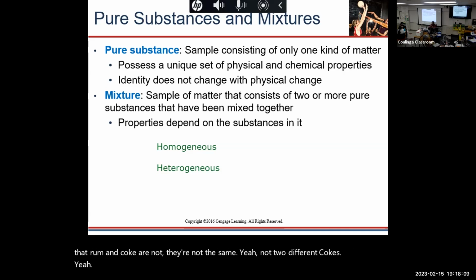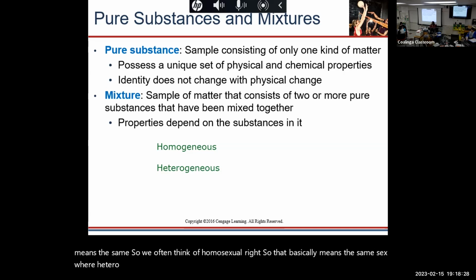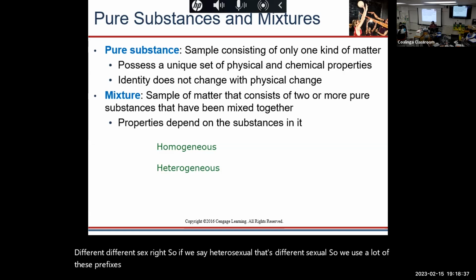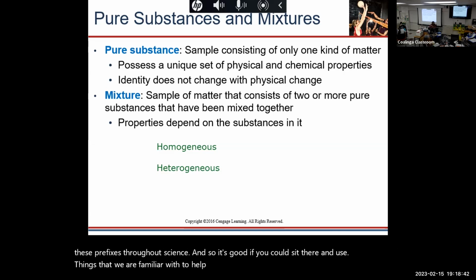So that term homo means what? It's a prefix. It means the same. We often think of homosexual, right? That basically means the same sex, where hetero means different sex, right? So if we say heterosexual, that's different sexual. We use a lot of these prefixes throughout science, and it's good if you can use things that we are familiar with to help us remember what's going on, right?